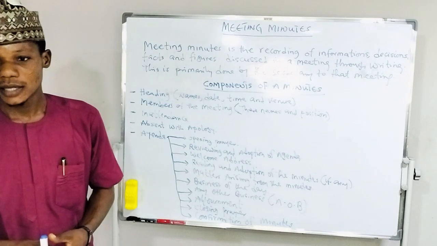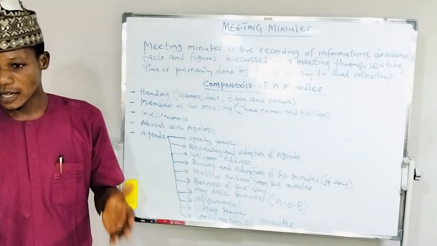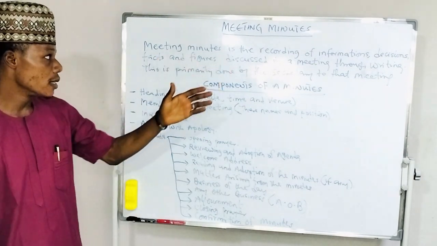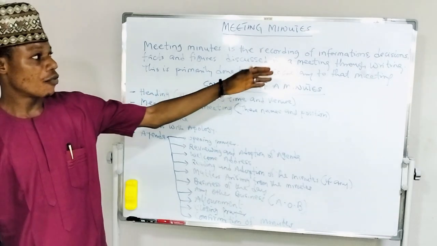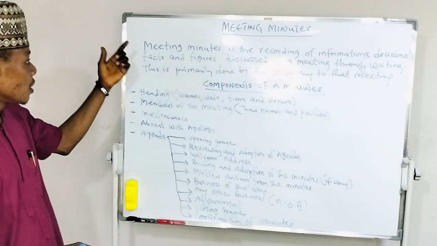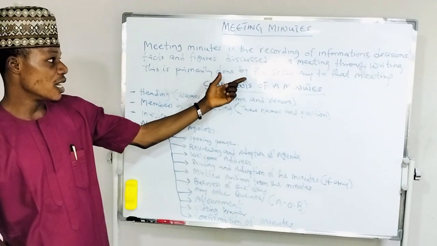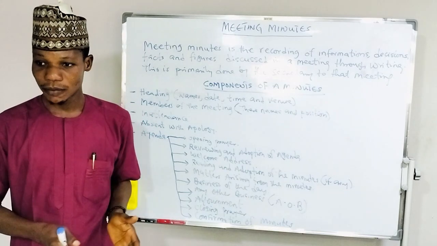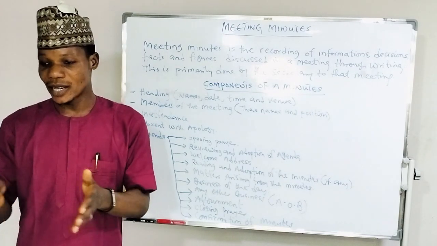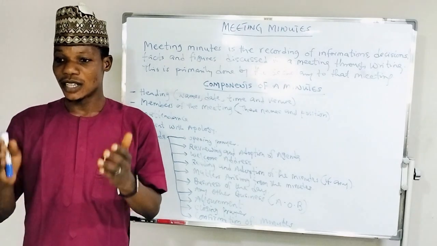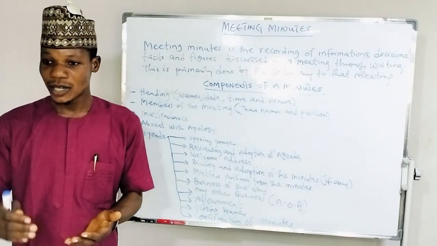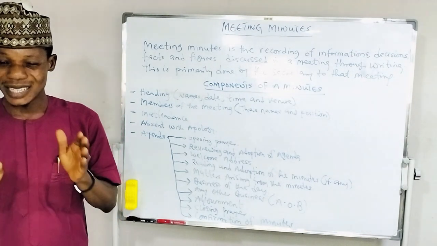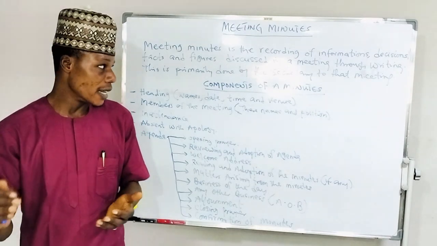Today we are going to look at the art of minute taking as a secretary to a meeting. Like I have on the board, minute taking simply means the recording of information, decisions, facts and figures discussed in a meeting through writing. That is to tell you that as a secretary to any meeting, your primary aim of being in that meeting is to record information, to record decisions taken, and to record facts and figures presented in that meeting. This is the simple definition of minute taking.